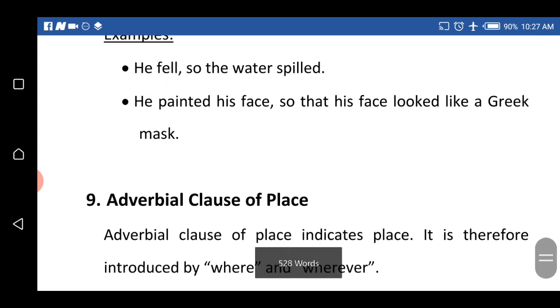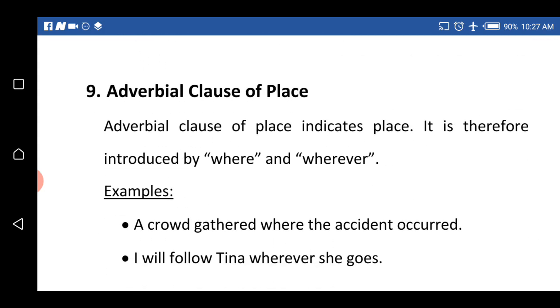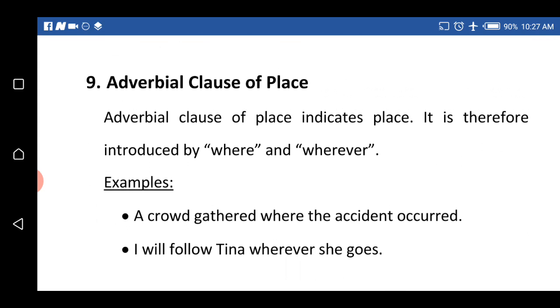The 9th now is adverbial clause of place. Adverbial clause of place indicates place. It is therefore introduced by where and wherever.